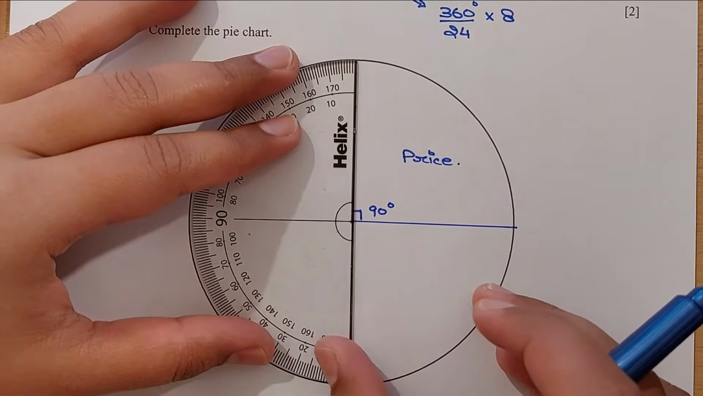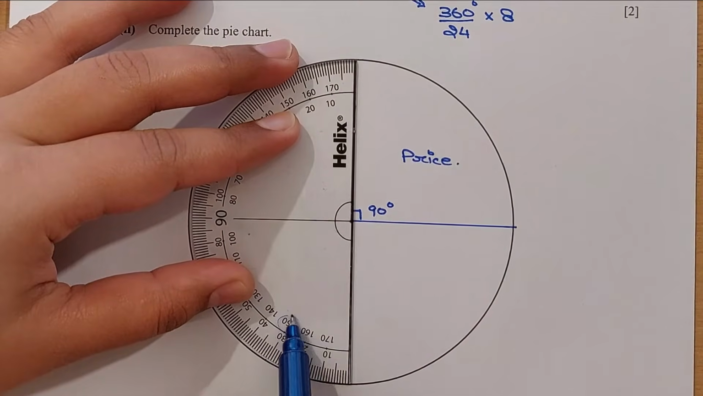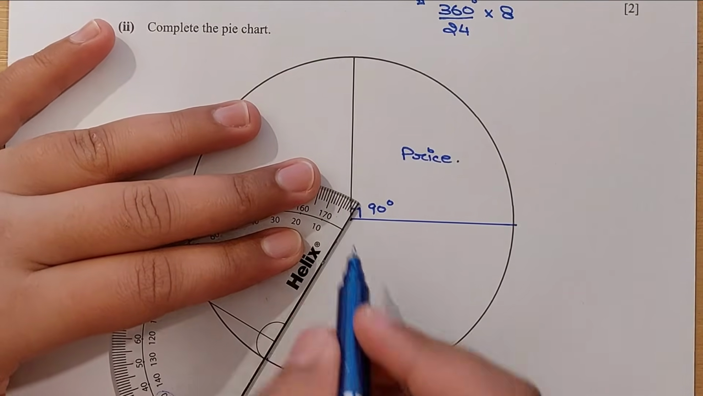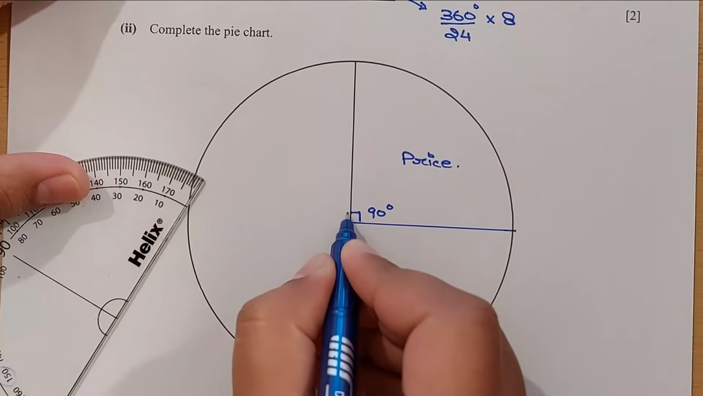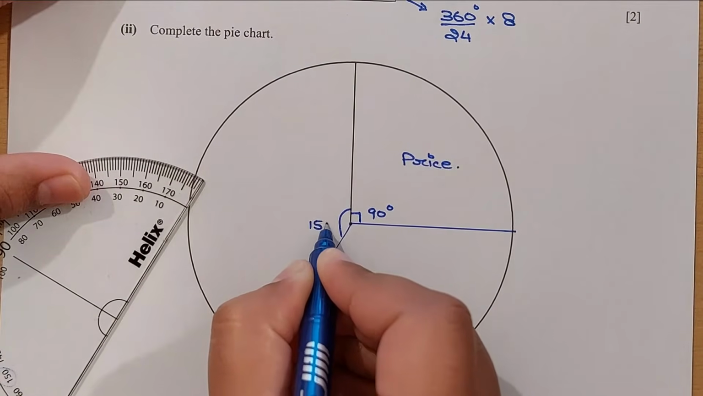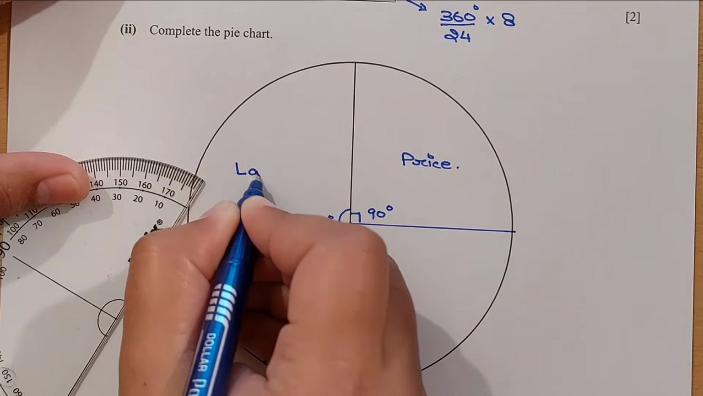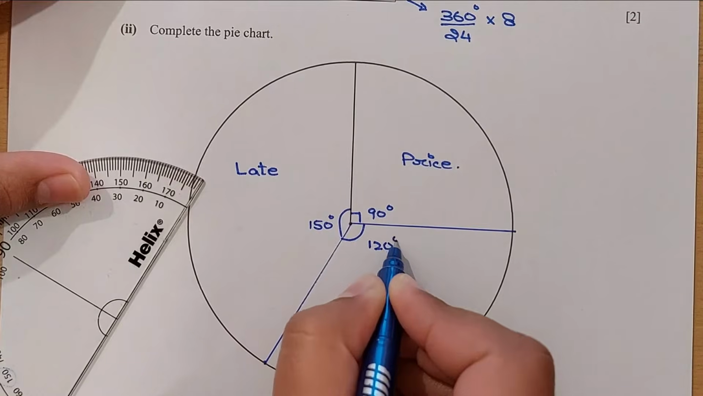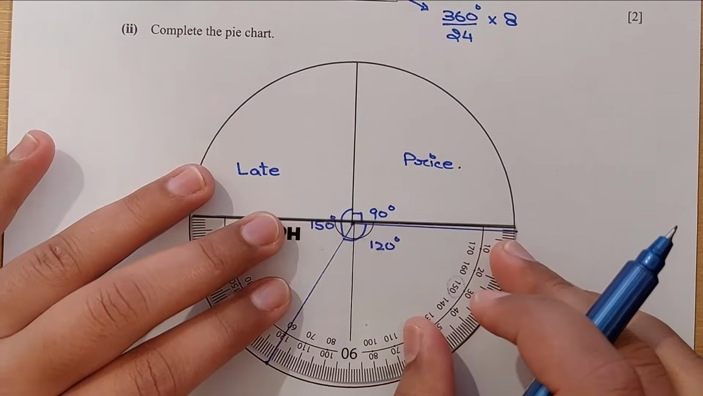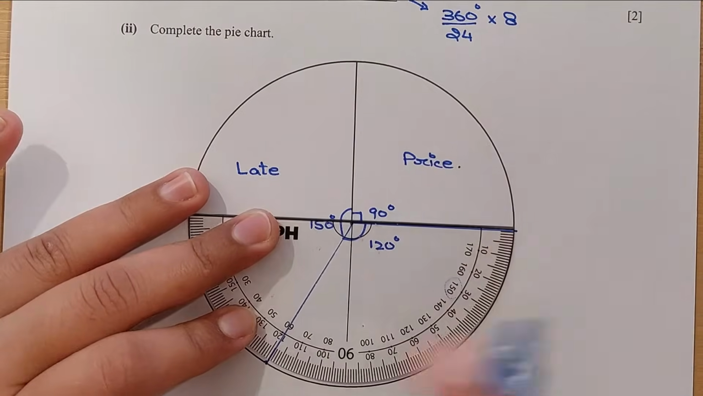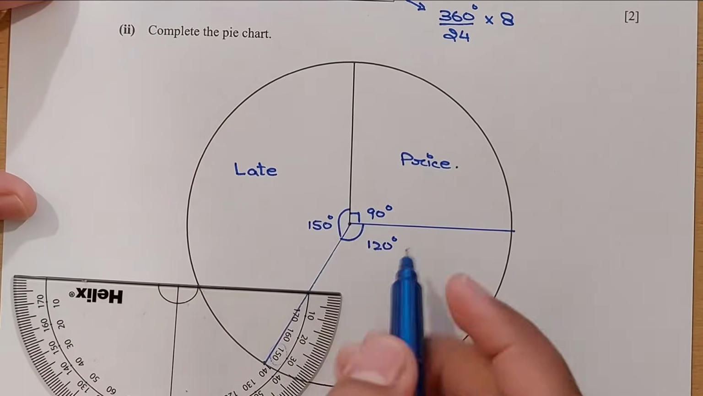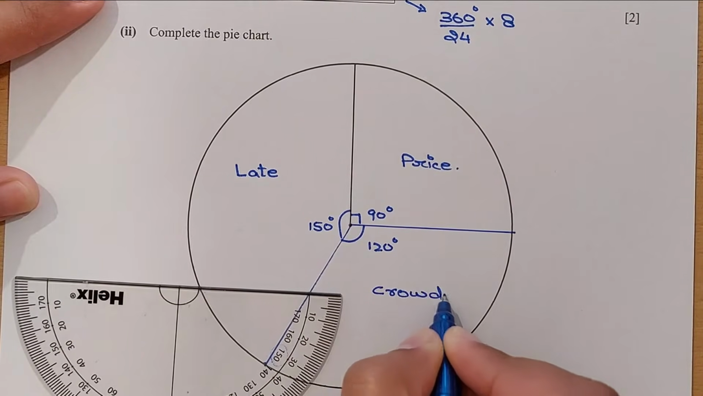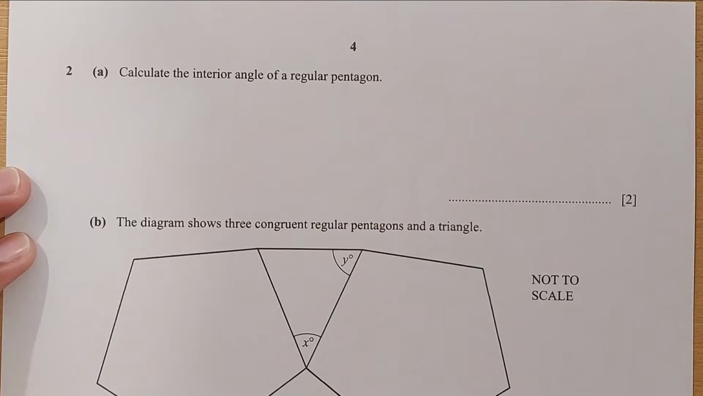So, yes. So this is 150, right? So at this point, let me connect it with that point, and this whole angle is 150 degrees, and 150 degrees is for the late, and the rest is 120. Let me double check if that angle is 120. So yes, this is 120, you can see, and 120 is for crowded. So this is a pie chart.